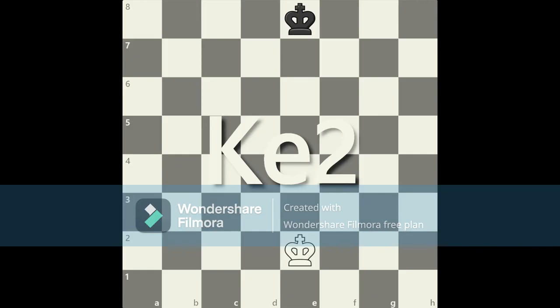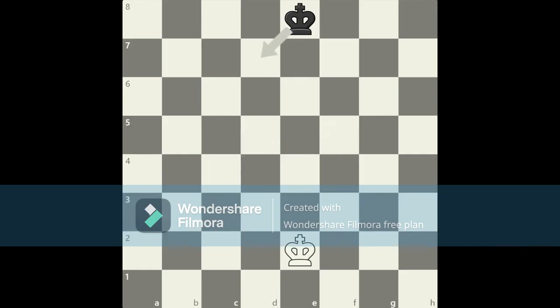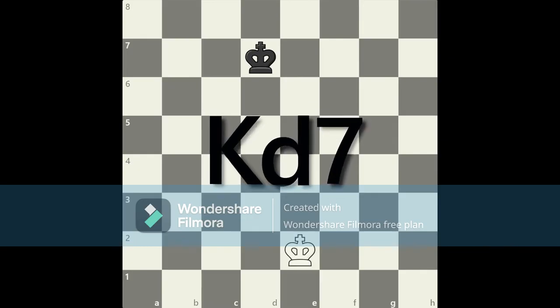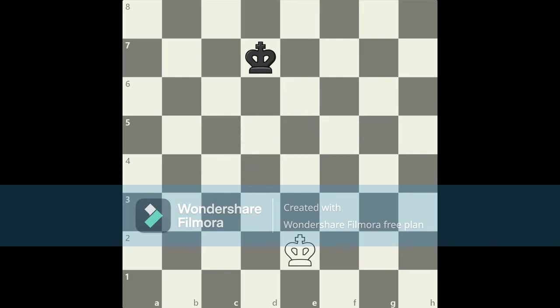Let's say black wants to play king to D7. In this case, it's the same idea. Capital K, lowercase D7. So piece, then square, K, D7. We will use the same idea for all the other pieces.